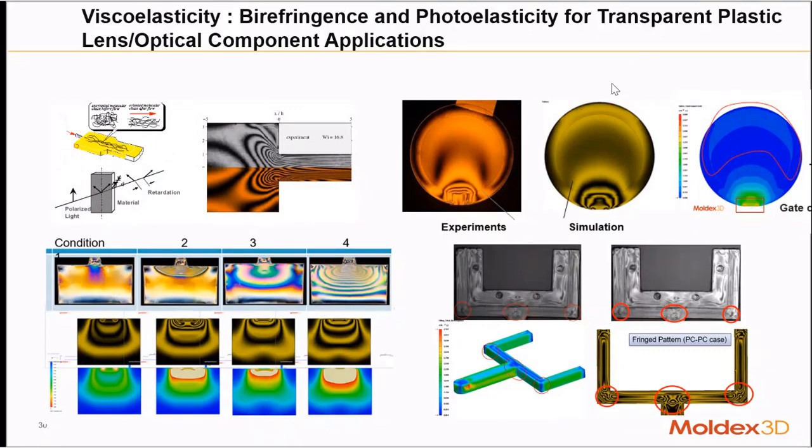So based on the viscoelasticity data measurement, we can run the simulations and run our birefringence simulation modules. We can predict this kind of birefringence. Okay, so this is very important to this kind of application. So this is one of the major applications of viscoelasticity, especially in CAE application.